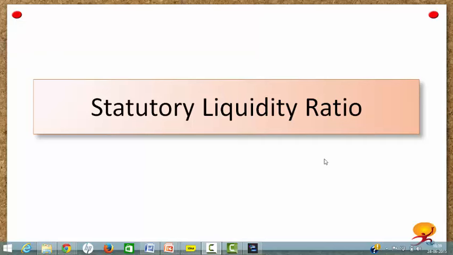Hello and welcome. The topic for the presentation is Statutory Liquidity Ratio or SLR.